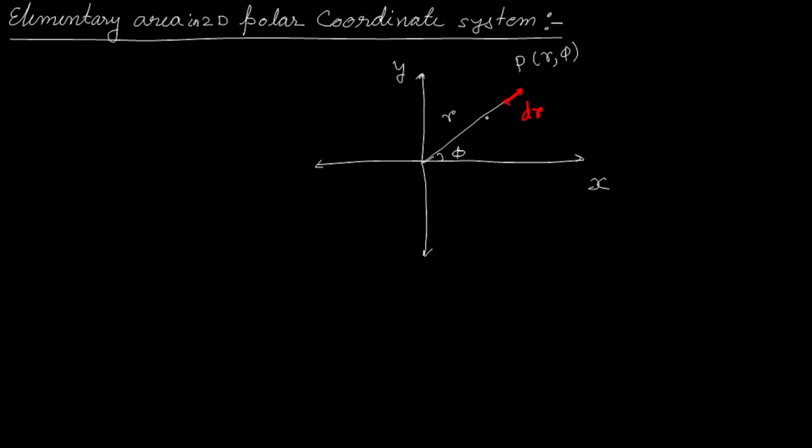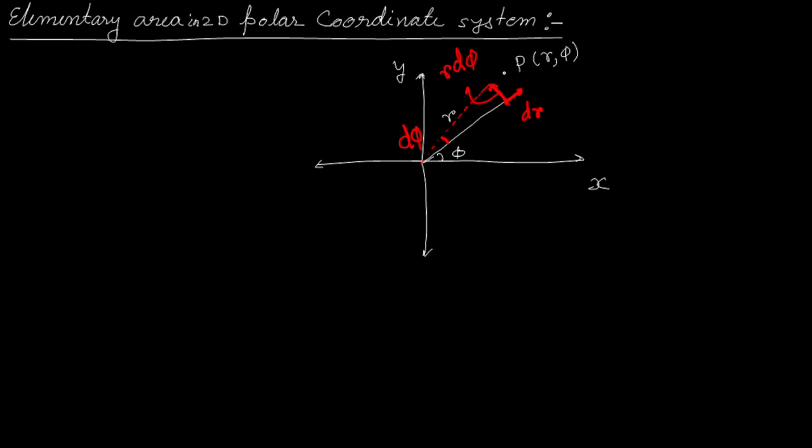First we kept the value of phi fixed and increased the value of r by dr, so we go from this point to this point. Now again come back here, and if we want to increase the value of phi keeping r fixed, we move in this direction. If we increase phi by d phi, keeping r fixed, we reach this point, and this length is r d phi.